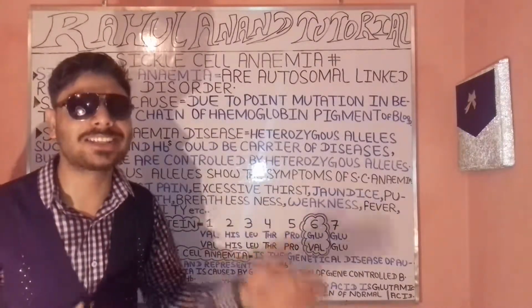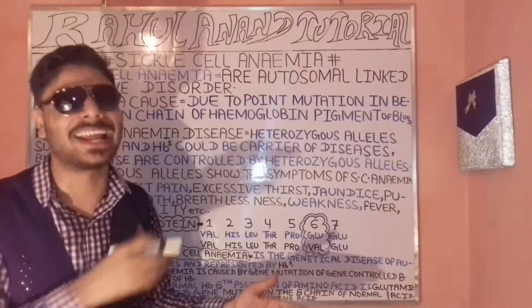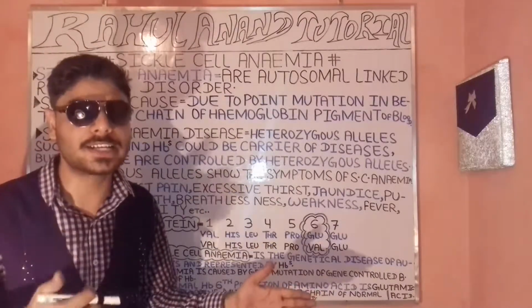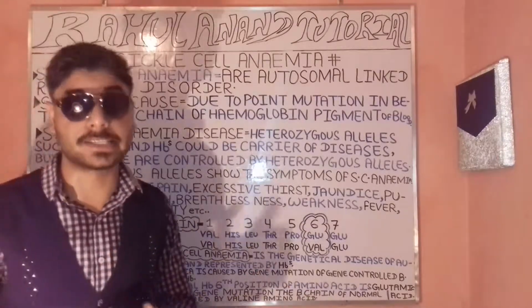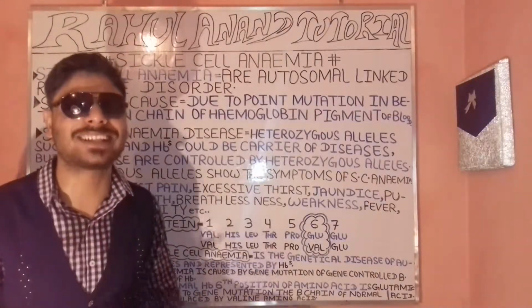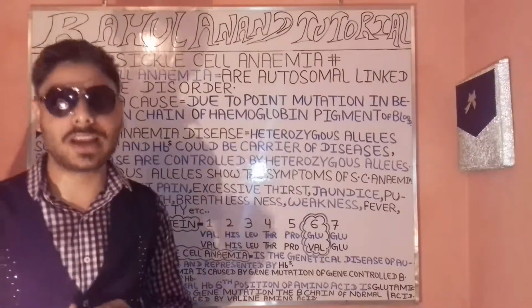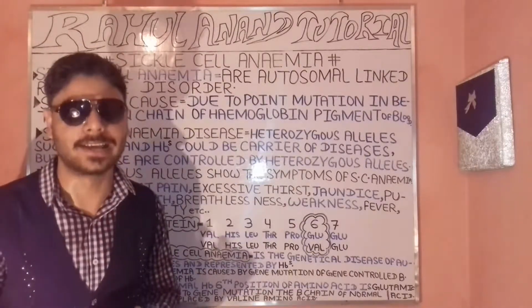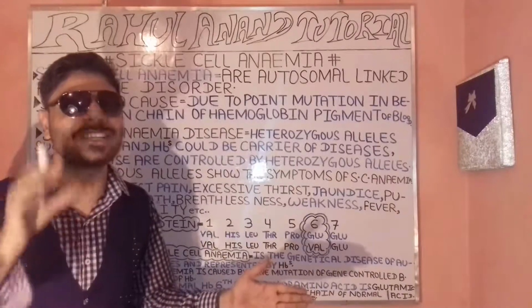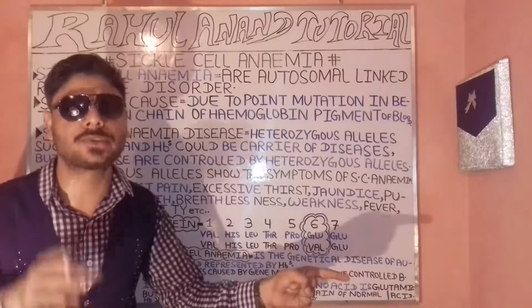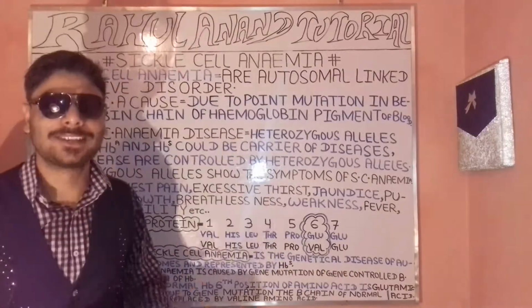When we are talking about sickle cell anemia, what is it? Sickle cell anemia is a genetic disease of the autosomes, particularly represented with reference to HBS. When we are talking about sickle cell anemia, it is caused by gene mutation.